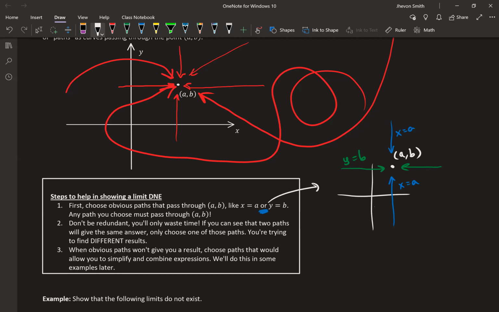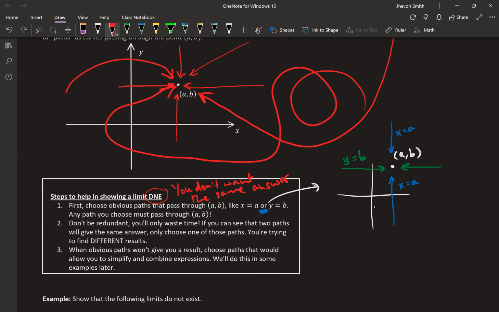Now, the next step is kind of important, even though it's not an affirmative step. It's something that you don't want to happen. You don't want to be redundant. Remember, you want to show that a limit does not exist, meaning you don't want the same answer. You want to show that you get a different answer. So if you realize that approaching along X equals A gave you one answer, and approaching along Y equals B will give you the same answer, then don't check Y equals B. You can look at it and see that you're going to get the same answer. That's not going to give you what you want. So you're going to have to approach along a different path, right?